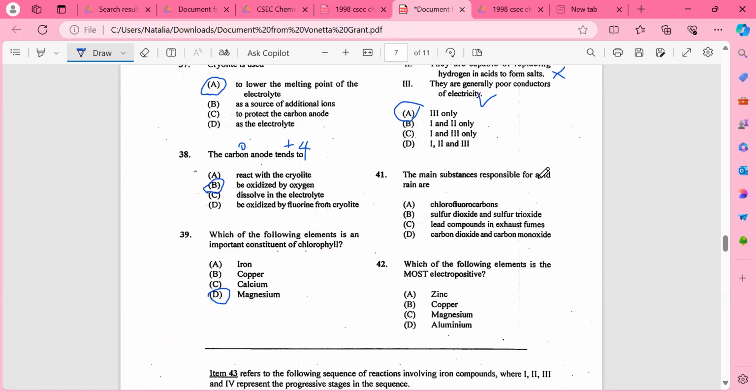The main substances responsible for acid rain are going to be oxides of sulfur and oxides of nitrogen. So our answer is B.